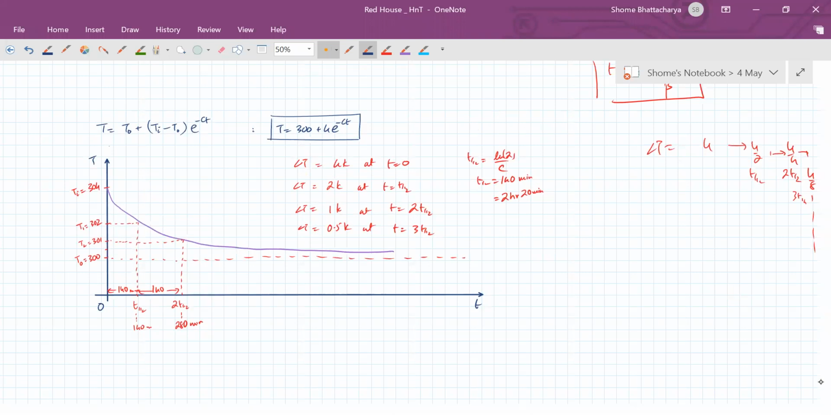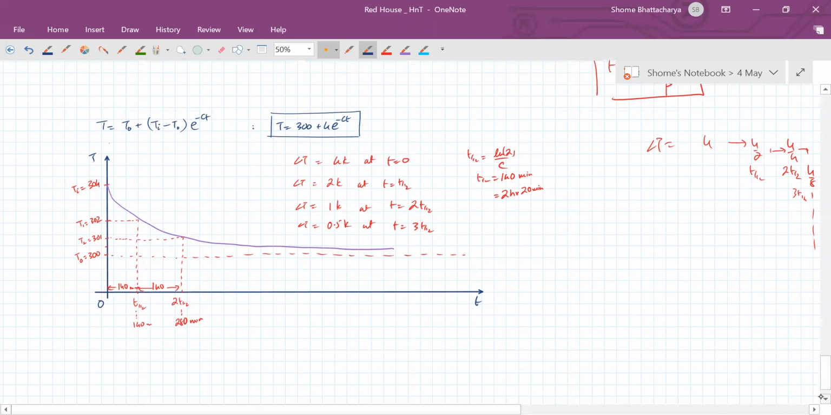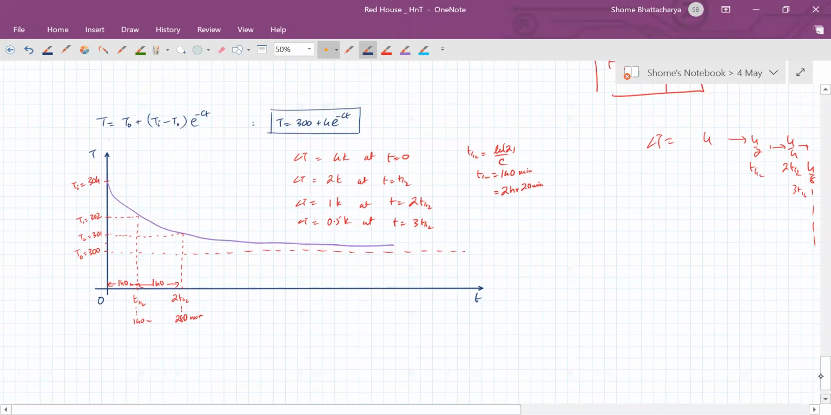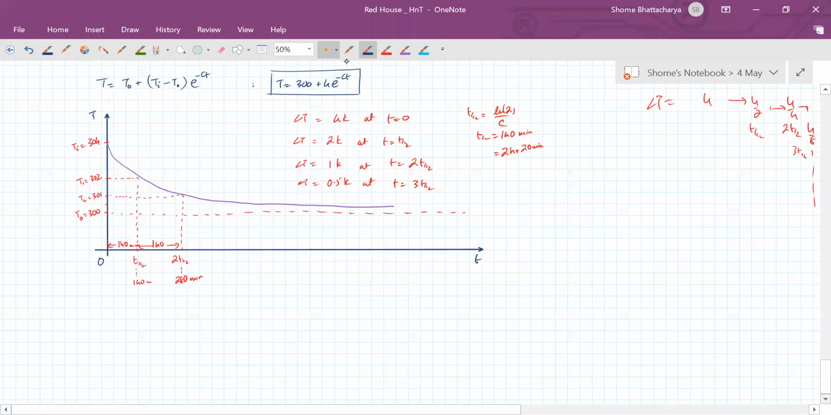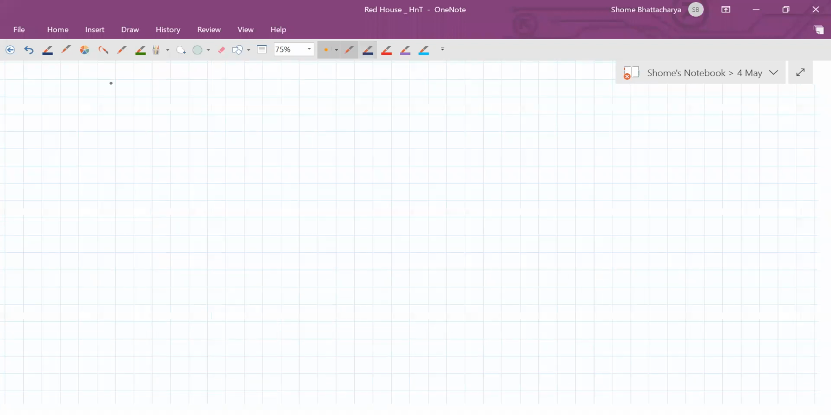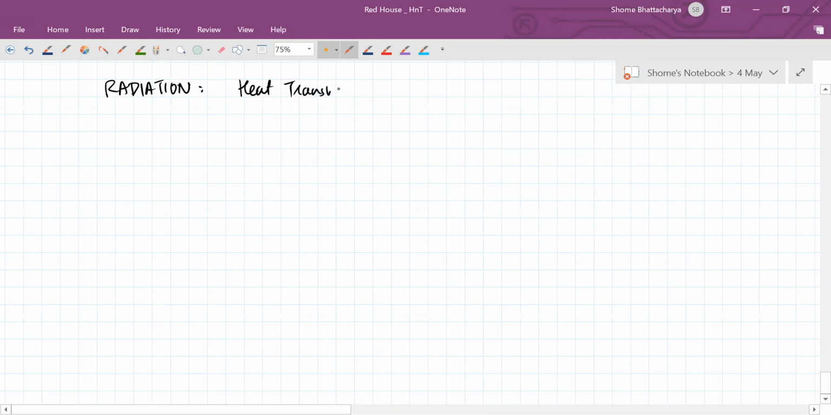Now we come to the last part of radiation, which is to do with the spectral distribution of electromagnetic radiation. As we know, radiation is heat transfer through electromagnetic waves, both absorption or emission.